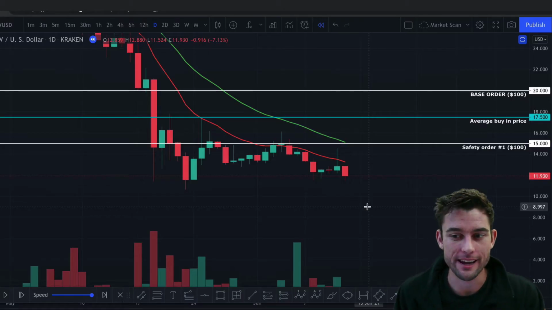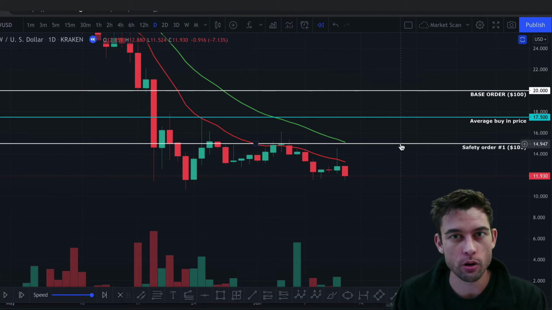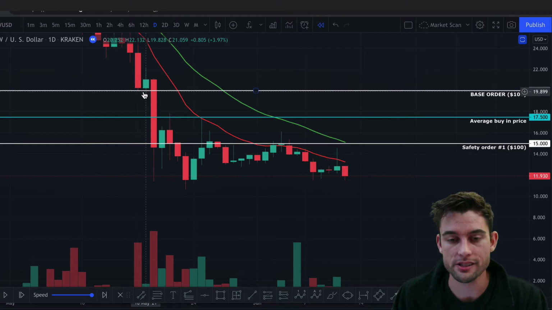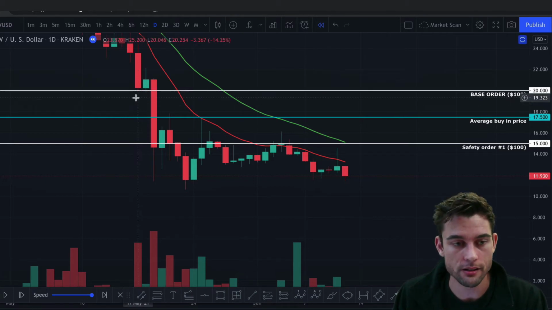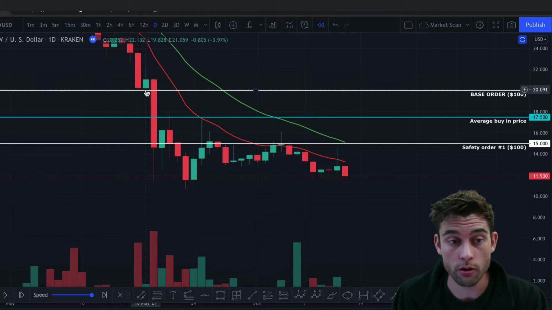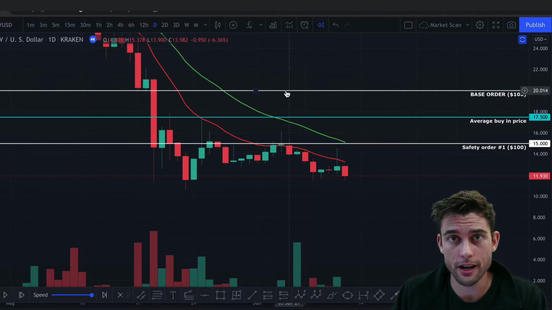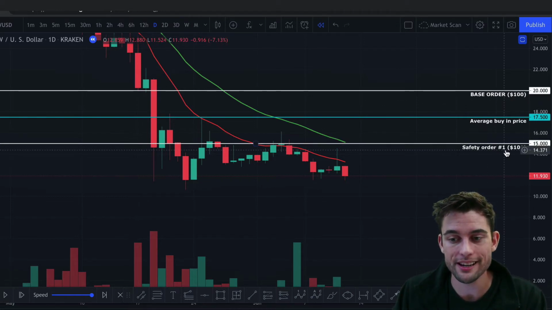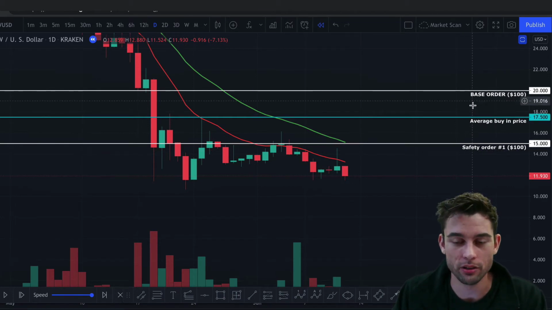So right here, I have an example of the base order and the safety order being the same exact size. In this example, our base order, which is a $100 investment, was hit as soon as the price of the cryptocurrency hit $20. You can see that right here, $20. And as soon as our base order of $100 was hit, a safety order of $100 was put in place, 25% lower at $15. Now, the price came down and it hit our safety order at $15. And because both the base order and the safety order were $100 of investment, the average buy-in price is exactly in the middle, right in between them.